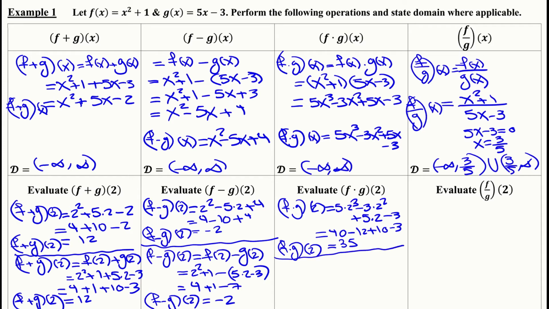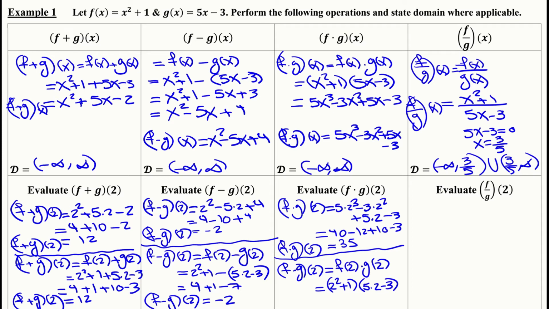And let's do it directly now. So to do it directly, we don't use the result we obtained here. We don't rely on it. We just go directly to f of 2 times g of 2. And notice f of 2, we've calculated a few times already. That's 2 squared plus 1 times g of 2, which is going to be 5 times 2 minus 3.